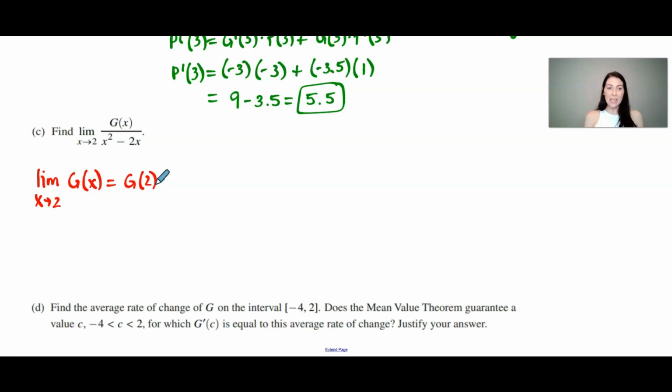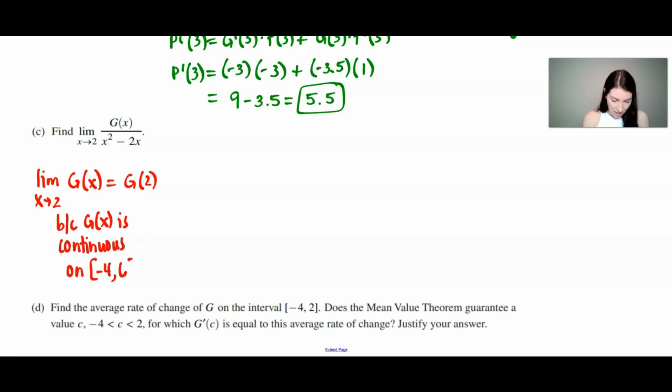And the reason here that the limit of the function is equal to the actual value of the function is because, and I'm going to write this down here, g of x is continuous on the interval -4 to 6. And the only way I can equate these two to say that the limit is equal to the value of the function is if the function is continuous. That's the only way I can make this connection.